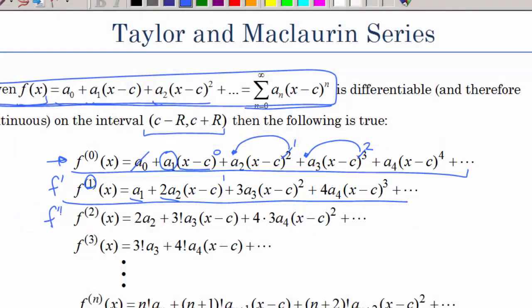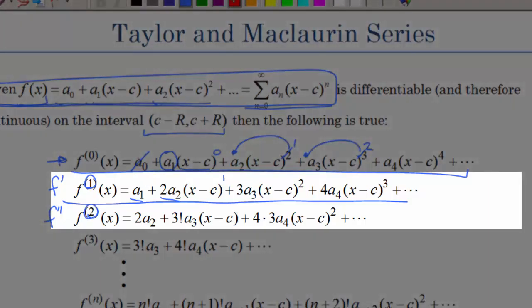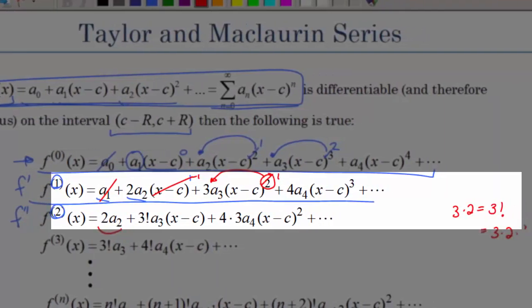Well, let's look at the second derivative. Again, that's 0. This would subtract 1 from that power, and so that would go away, so I just have 2 times a sub 2. And then here, this is where it starts getting interesting. If I multiply this down in front, I now have 3 times 2. Well, 3 times 2 is the same as 3 factorial, because that's 3 times 2 times 1. So that's where this 3 factorial comes from. And then, of course, times a sub 3 to the first power. I bring this 3 down in front. Now it's just 4 times 3. That is not 4 factorial.